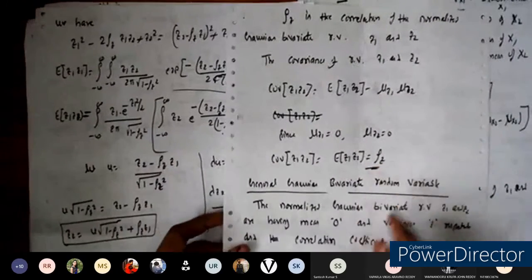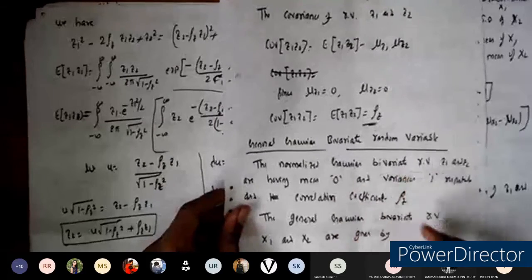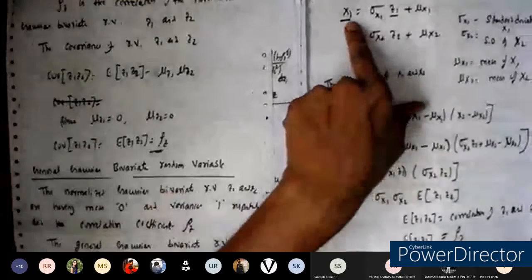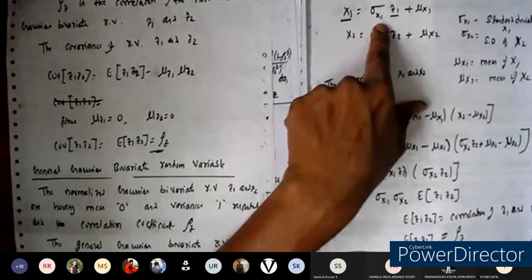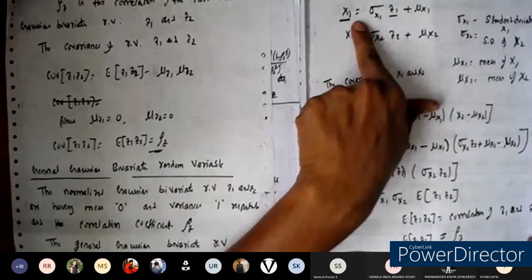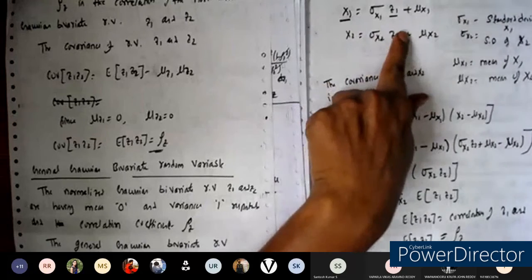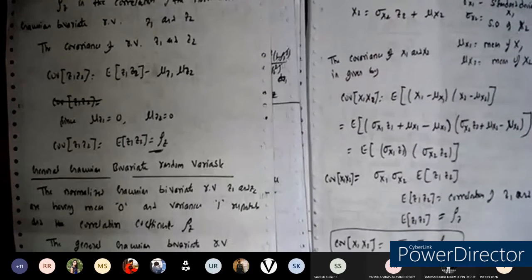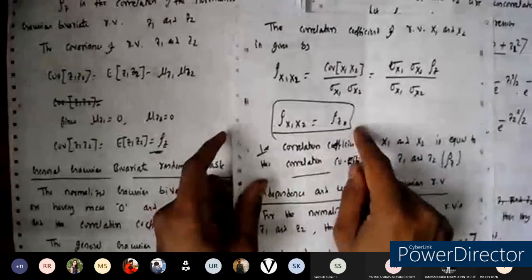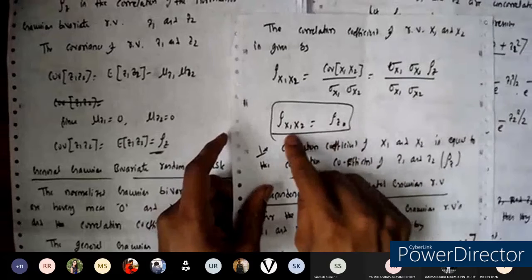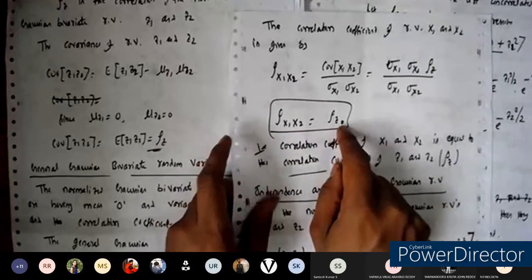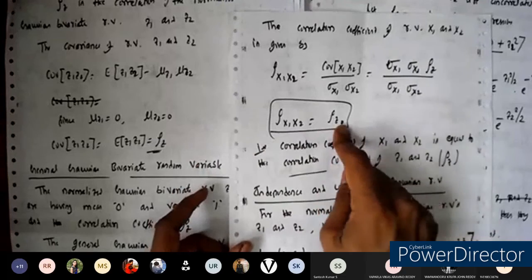Then we considered the case of the generalized Gaussian random variable, in which we have taken the sum of the normalized Gaussian random variables. For that, we find the covariance. So this is the covariance we got here, and we also found the correlation coefficient. The correlation coefficient of two random variables x1 and x2 is the same as the correlation coefficient of the normalized Gaussian random variables z1 and z2.